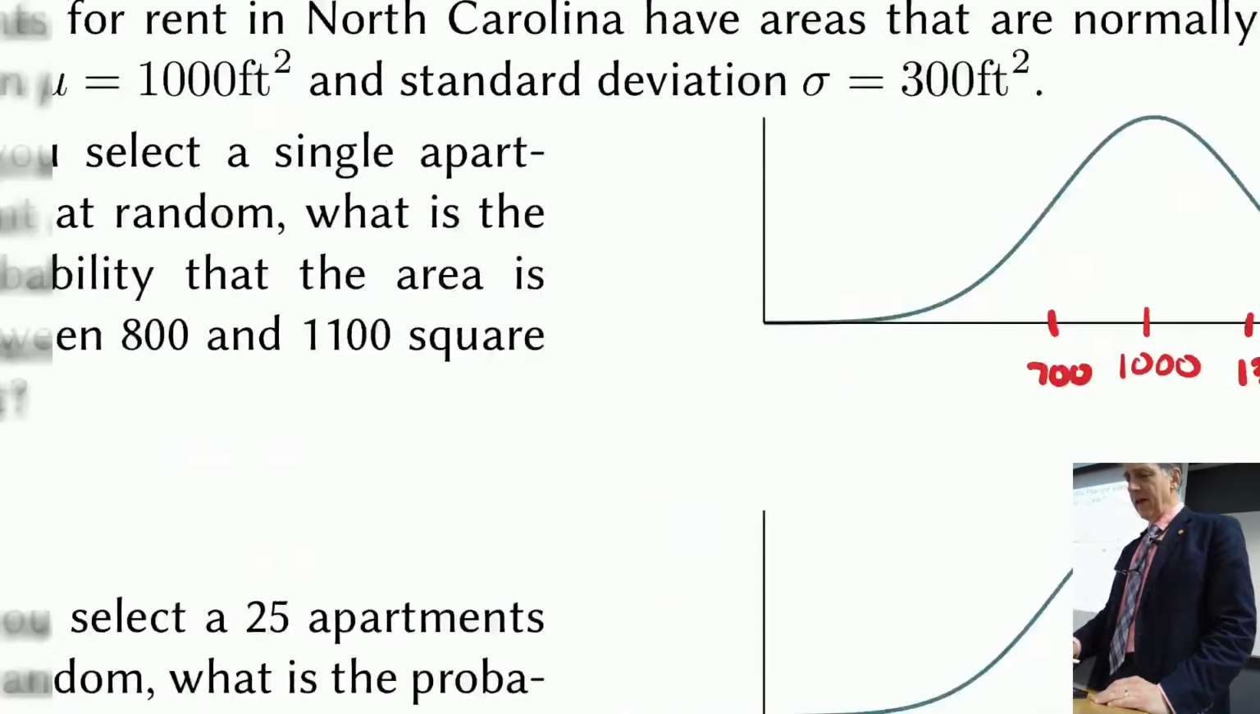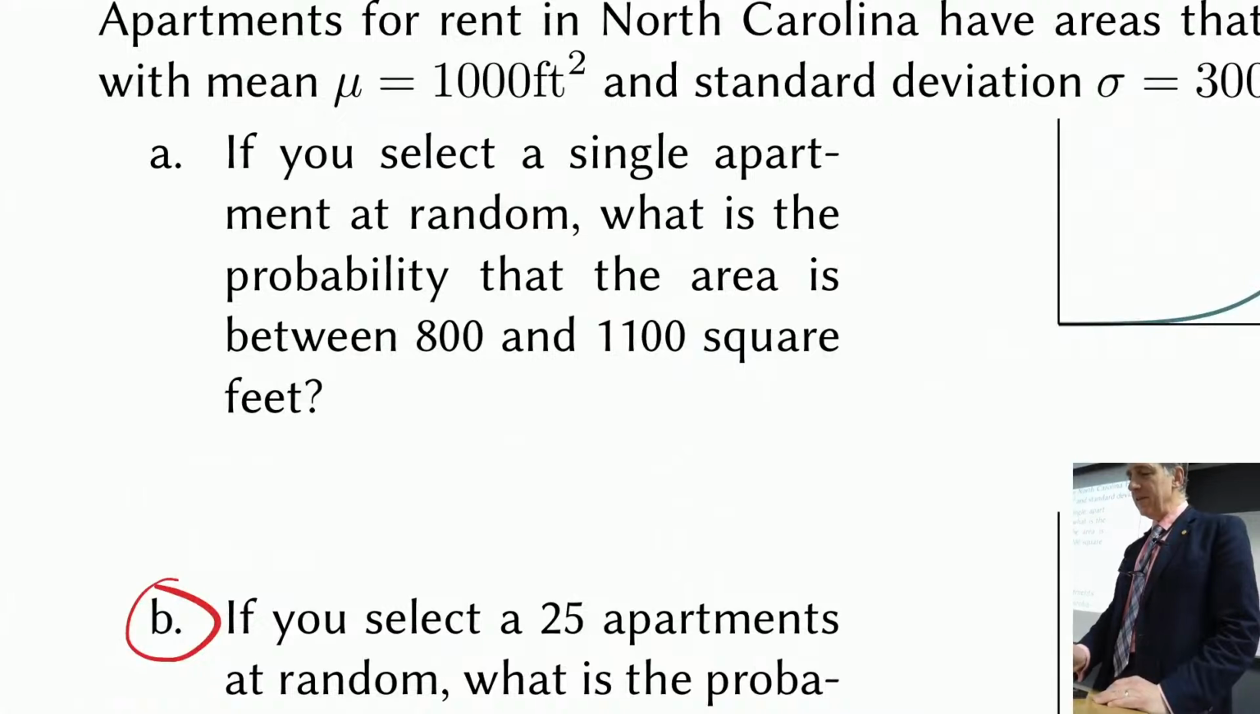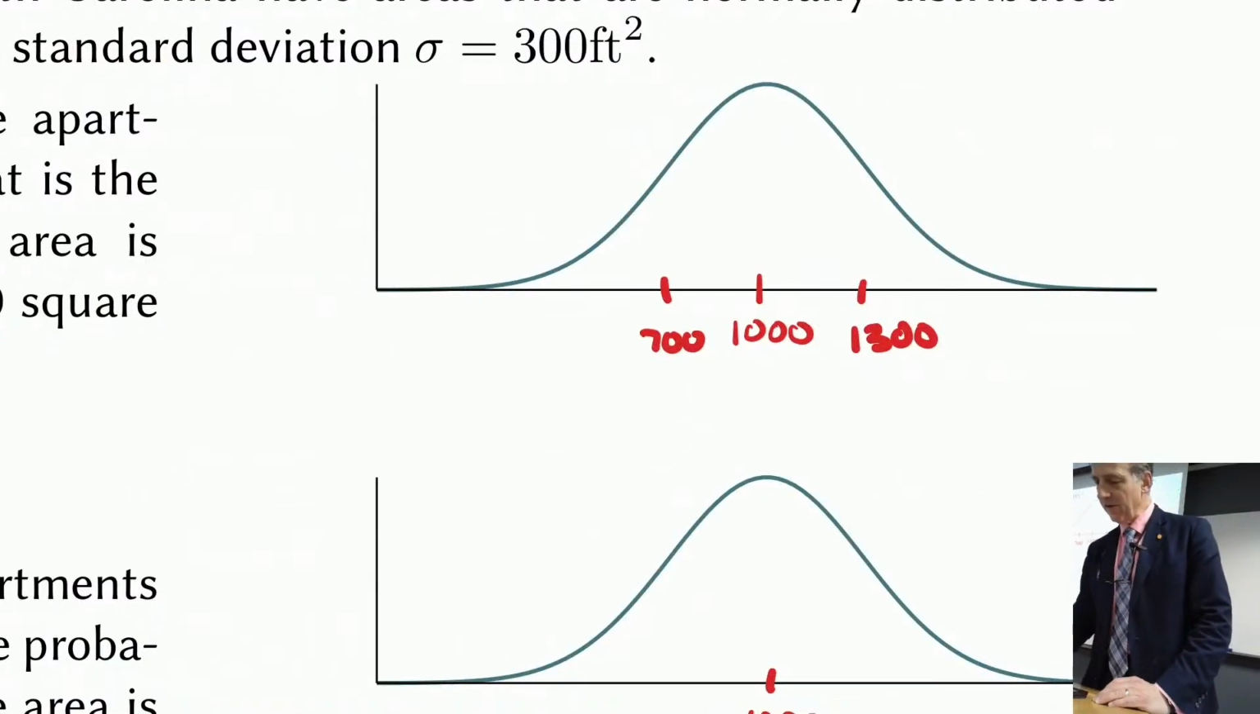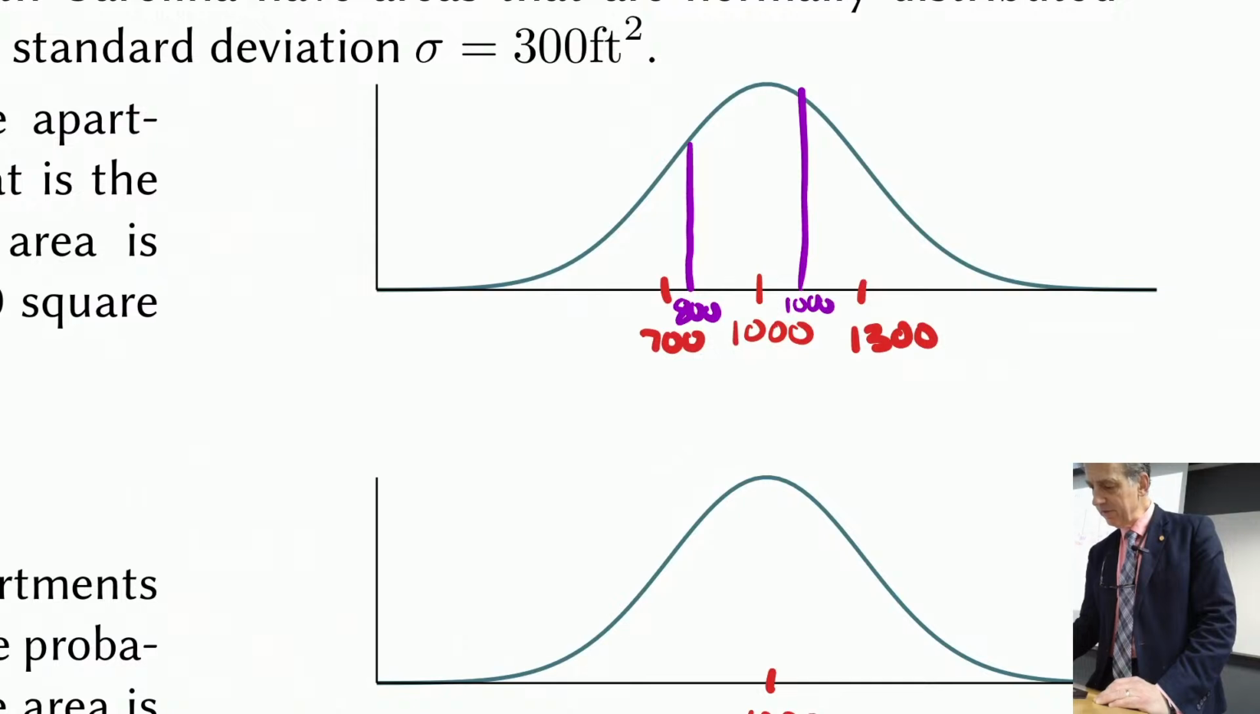So that's the beginning. Now it says, what is the probability that the area of a randomly selected apartment is between 800 and 1,100? So let's go ahead and put those on here. Here's 800, and here's 1,100. And so that's what I'm looking for.